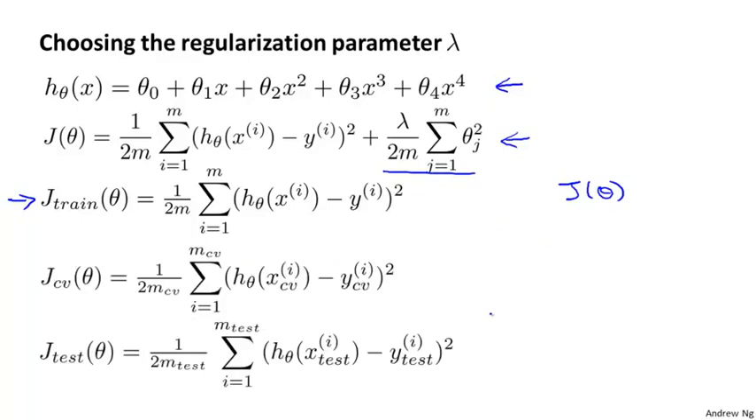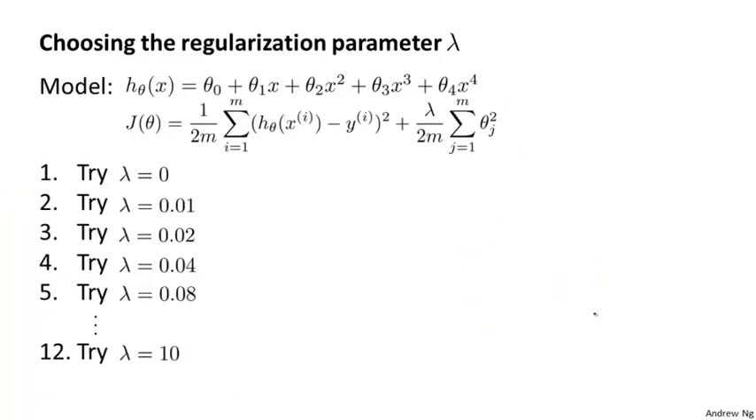And similarly, I'm then also going to define the cross-validation set error and the test set error as before to be the average sum of squared errors on the cross-validation and the test sets. So just to summarize, my definitions of J train, J CV, and J test are just the average squared error, or 1/2 of the average squared error, on my training, validation, and test sets without the extra regularization term. So this is how we can automatically choose the regularization parameter lambda.